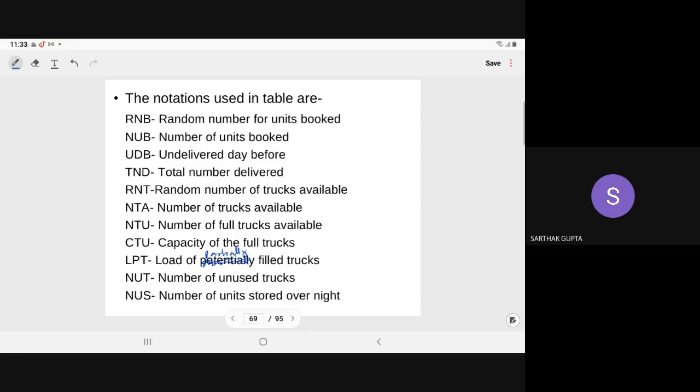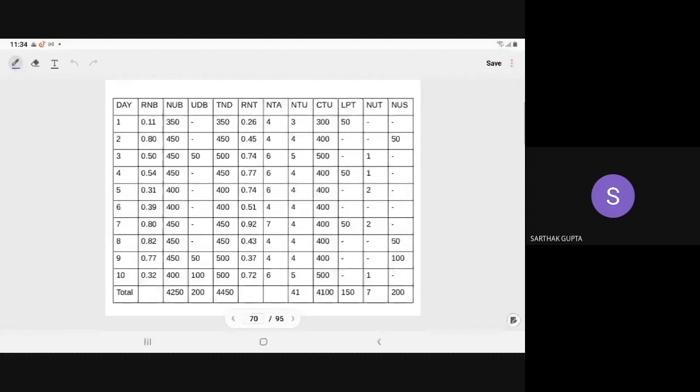So this notation you can make for your convenience, right? It is up to you how you make it. In general, in the exam we will give these headings, so you have to use the table with these fields. So this is the table. Now you have to simulate for the 10 days.